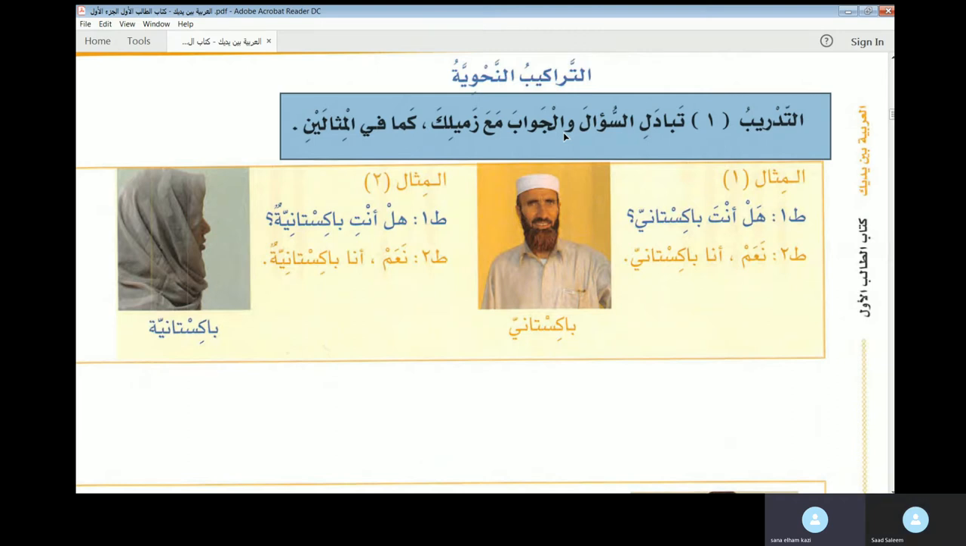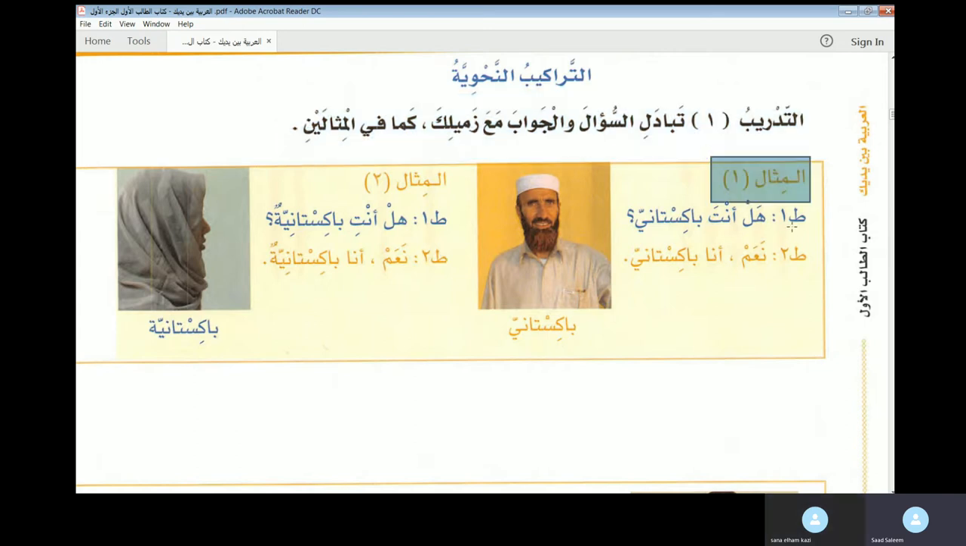Tabadal means exchange the questions and the answers with your colleague. Exchange the question and answer with your colleague, kama fi al-mithalayn, as shown in the two examples. Mithalayn means two examples. Al-mithal al-awwal. Kama is like, as in the two examples.